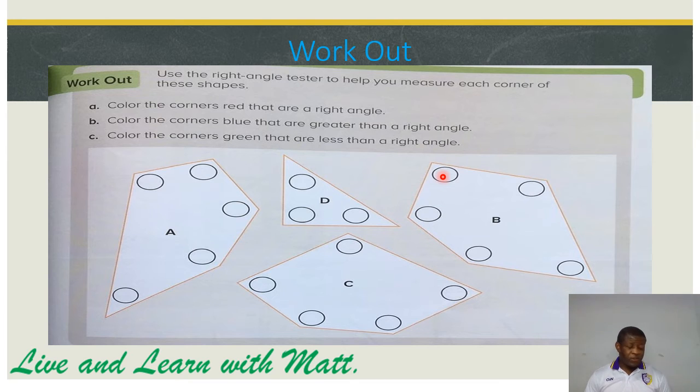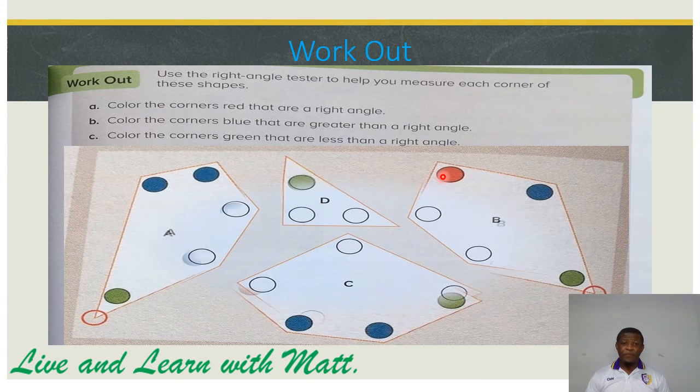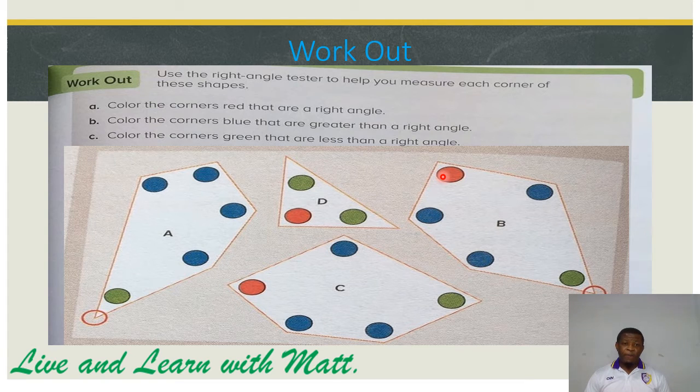Okay, now let's compare your work. So the areas that are red are right angles. This is the right angle. This is the right angle. This is the right angle. And the corners that are blue are greater than right angles. And the corners that are green are less than right angles. Do you have the same as teacher? Okay.